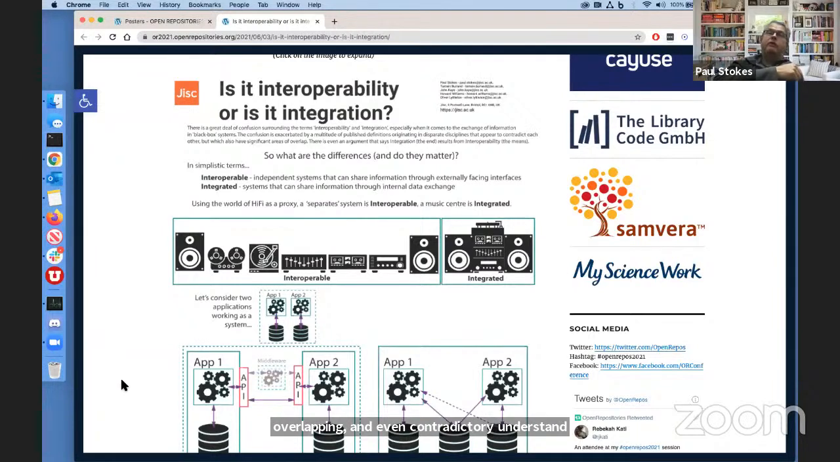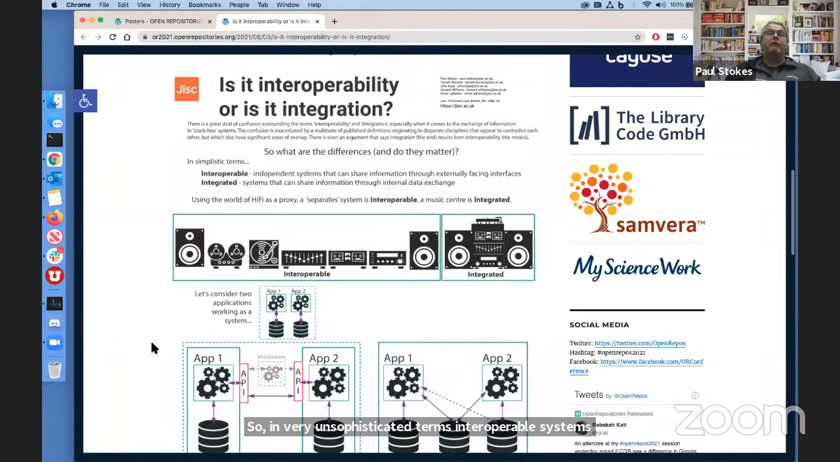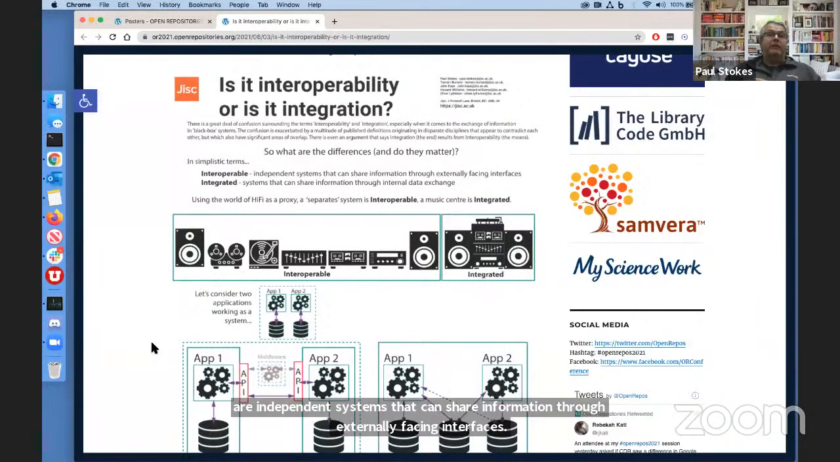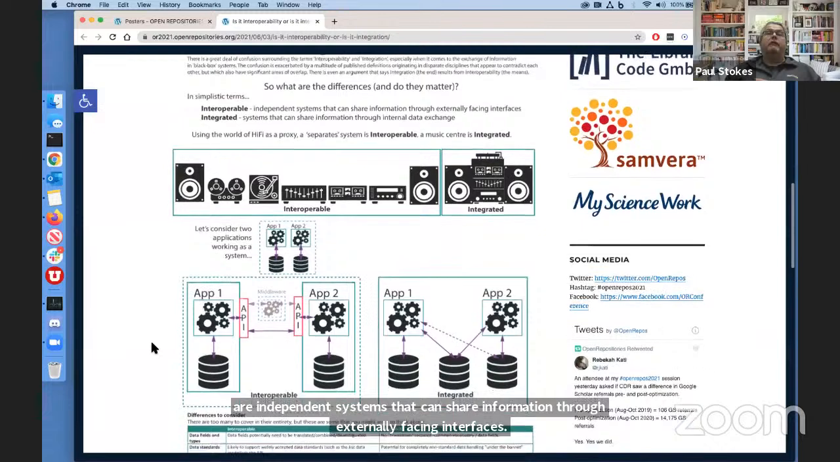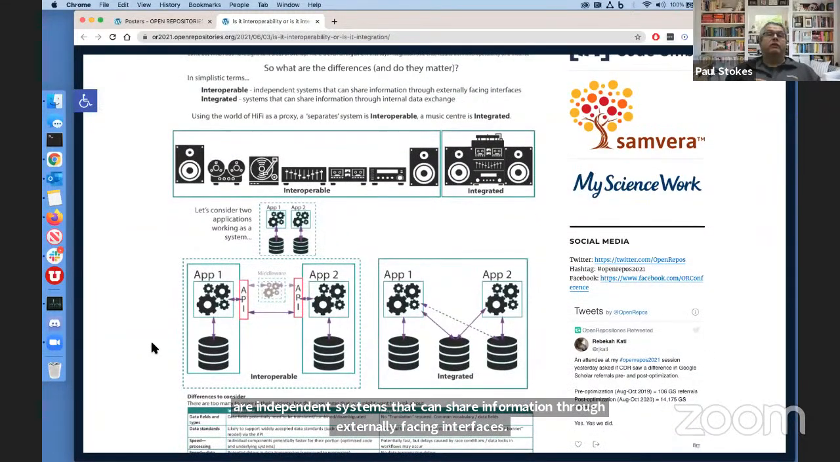And to quote the FAT controller from Thomas the Tank Engine, that leads to confusion and delay. And part of my role involved dispelling confusion and avoiding delay. So I decided to make a poster about interoperability and integration to help and to use in future presentations. So in very unsophisticated terms, interoperable systems are independent systems that can share information through externally facing interfaces. Integrated systems are systems that can share information through internal data exchange.